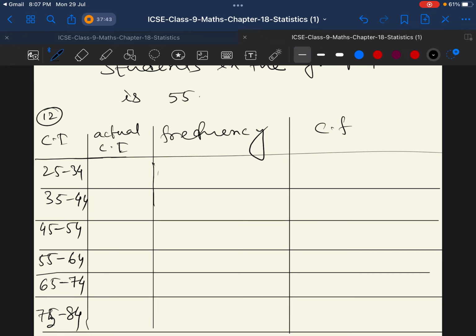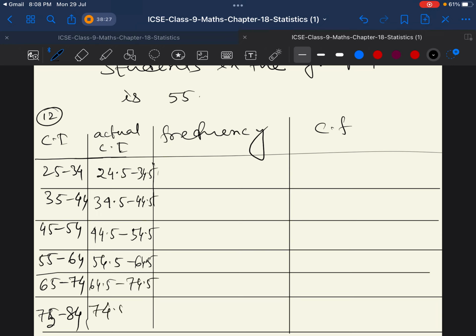So now this is the table. For the actual class interval, we subtract 0.5 from 25, then this will be 24.5 to 34.5, and this will be 34.5 to 44.5, then subtract 0.5 from 45, this will be 44.5, and add 0.5 to 54, then 54.5, 54.5 to 64.5, 64.5 to 74.5, and this will be 74.5 to 84.5.